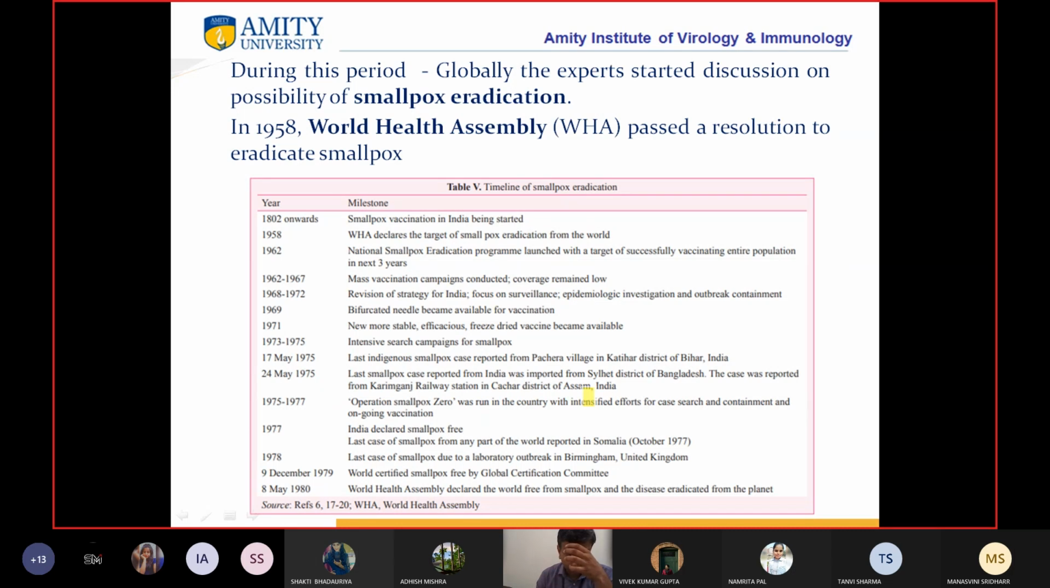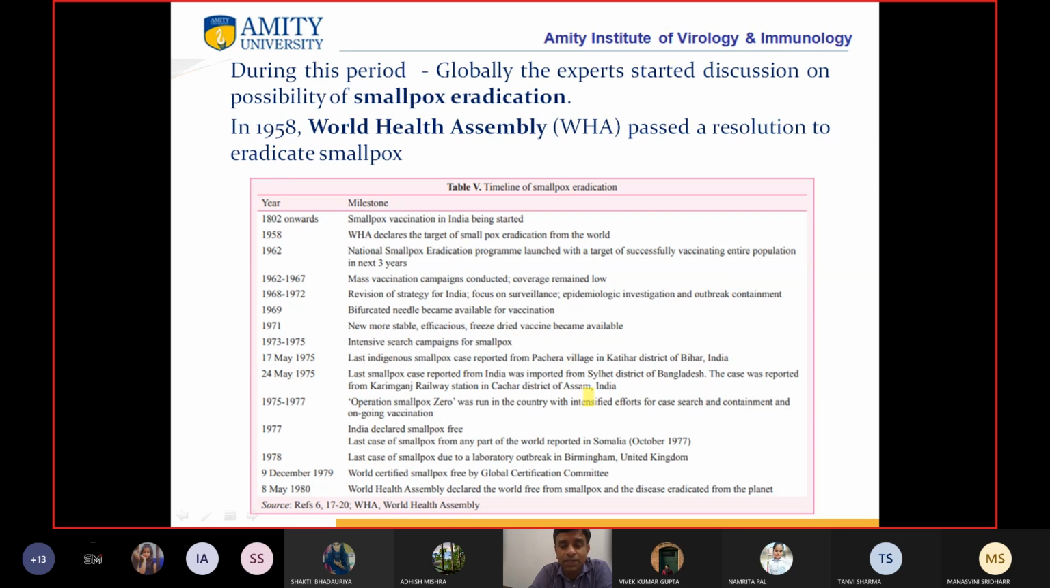During that time, another very important thing happened: globally, all the experts, the medical people and the scientists, started discussion on the possibility of smallpox eradication, because the vaccination for smallpox was available, and there was talk that we could eradicate smallpox from the world. There was a lot of deliberation on this, and finally in 1958, the World Health Assembly passed a resolution to eradicate smallpox. Of course, a lot of effort was required, and every individual on earth needed to be vaccinated.